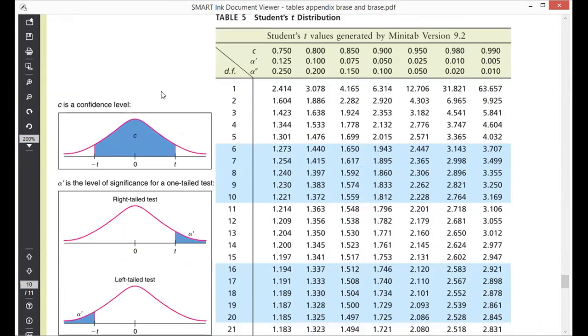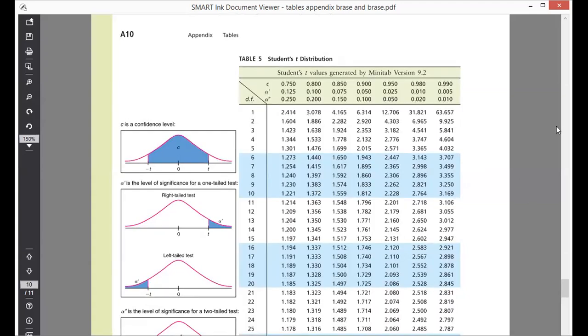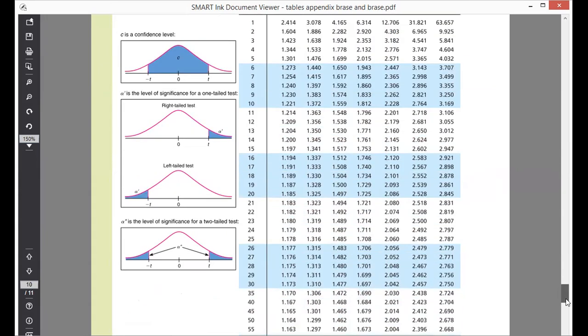And we have what's called a student t-distribution. So this is table 5 in your textbook. What we're doing is confidence levels, right? And this first drawing right here shows you what you're doing when you're doing confidence levels. We're going to talk about this in the notes. This DF stands for degrees of freedom, and you can see it going down here.